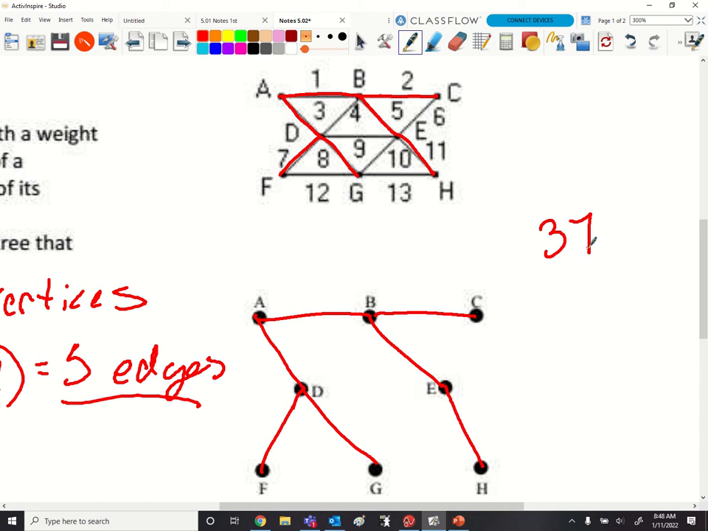I don't see another way to actually make it any cheaper. Questions, concerns, complaints?